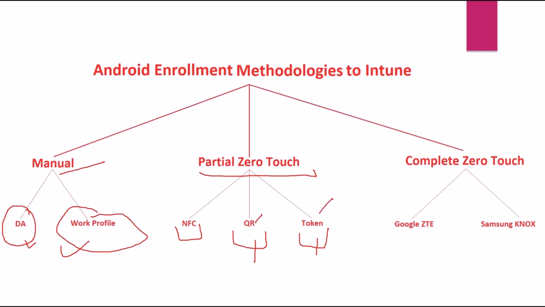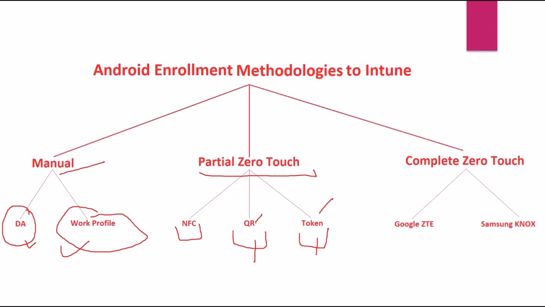But just a high level overview, we have to unbox the device. At the very first screen, we have to tap around 6 or 7 times, which opens up the camera. And then we have to scan a QR code. That QR code is coming from Intune. And once we have scanned that QR code, the device is going to follow some steps and then it's going to end up getting enrolled.